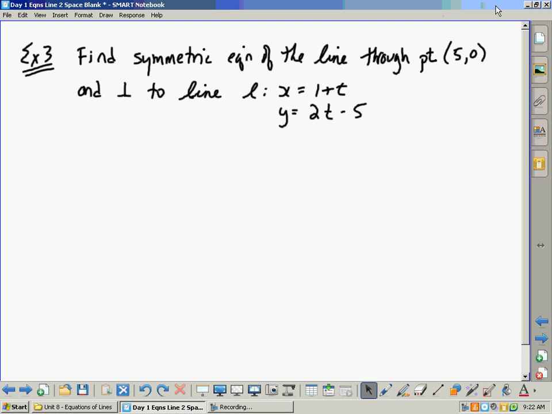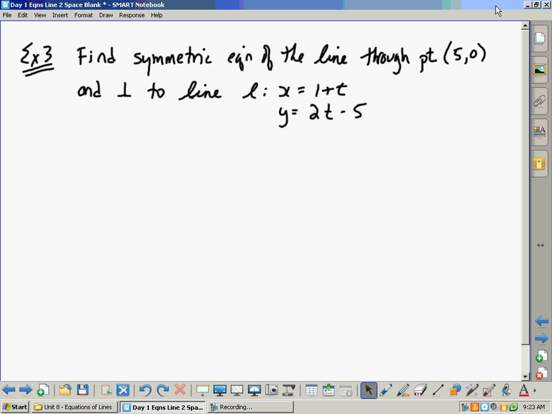Okay, last example, or sorry, example 3. Find the symmetric equation of a line through a point and perpendicular to the line. So in example 2, we had a whole bunch of lines, and you had to get the important information from it, like the direction vector and a point. The opposite question is, I'm going to give you information about the direction vector and point, and you need to come up with the equation. And this is a good example of that.